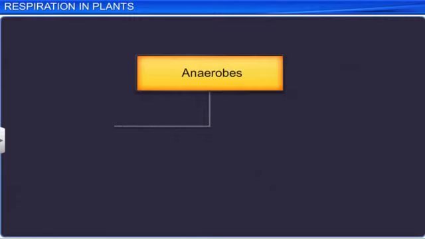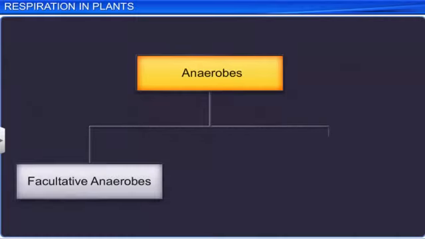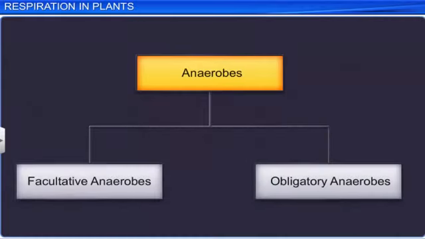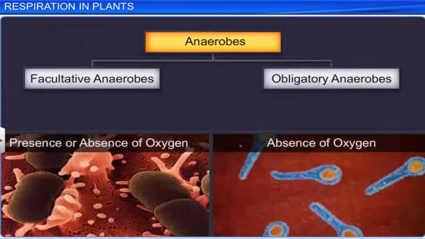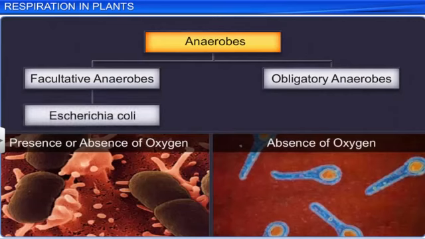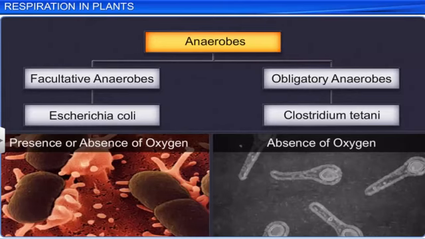Anaerobes are divided into facultative anaerobes and obligatory anaerobes. Examples of facultative anaerobes include Escherichia coli that can survive in the presence as well as absence of oxygen. Examples of obligatory anaerobes include Clostridium tetani that survive only in the absence of oxygen.